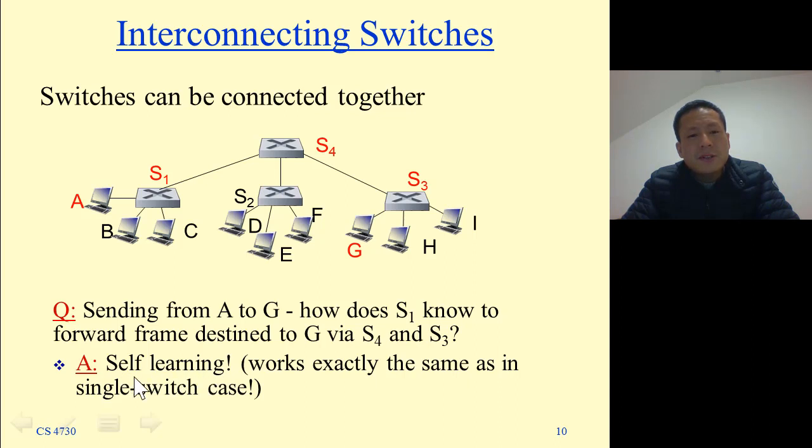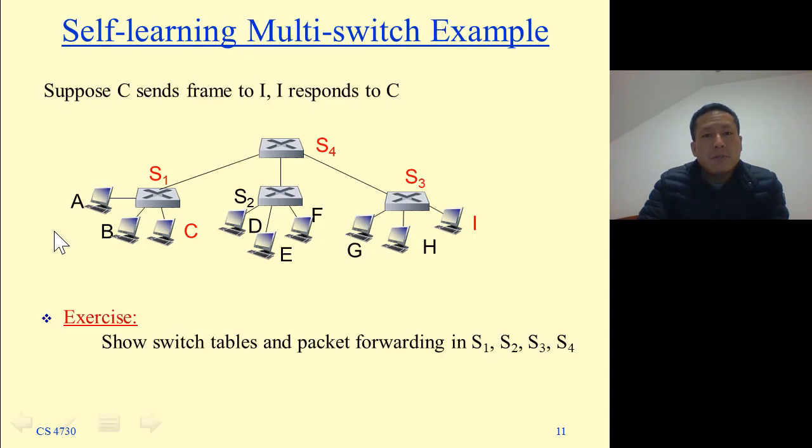So this process is called self-learning again. Even though the network structure is a little more complex than the previous example, it will still work out by self-learning through flooding. So this is a simple exercise you can do, for example, to show the four switch tables and packet forwarding in S1, S2, S3, S4. Okay, that's the exercise you can do offline.